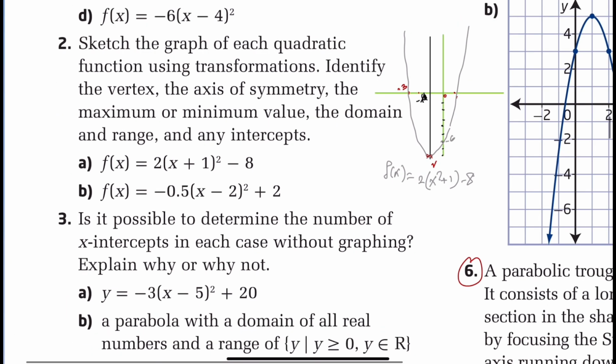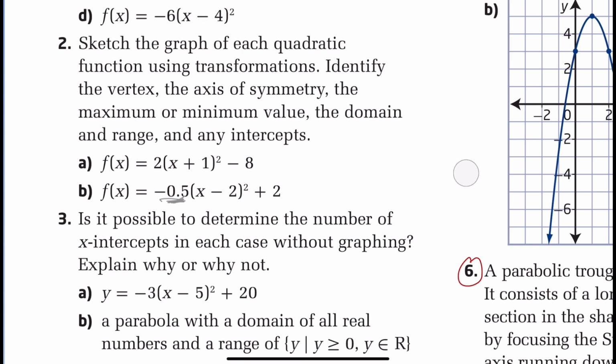So same thing for b, you do the same thing. For b you have minus 0.5. That means your graph will be looking downward, and it will be enlarged, not smaller. And we have a horizontal shift to the right, two units to the right, and we have 2 units to the top.